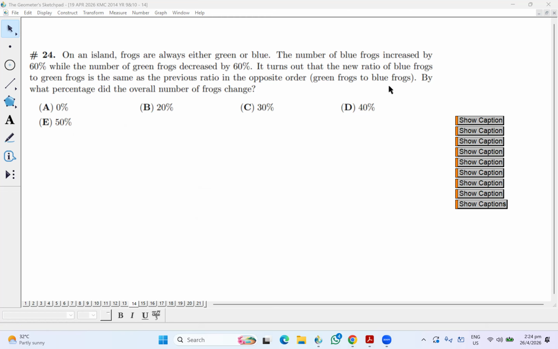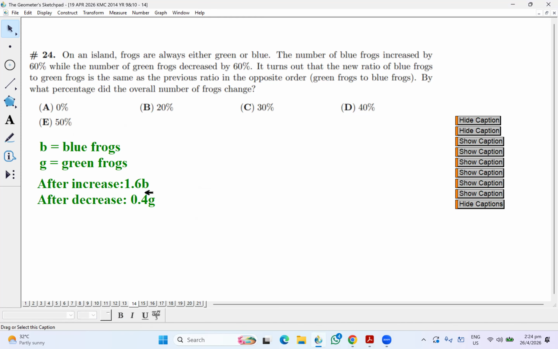So we organize the information. That's another way of doing question. Organize by writing out. Okay, blue frog B, green frog is G. Then after increase 60%, so 1.6 B blue frog. Then green frog decreased by 60%. So now only 40% left. Decreased by 60, so 40 left. 0.4 G. Like that, 0.4 G.